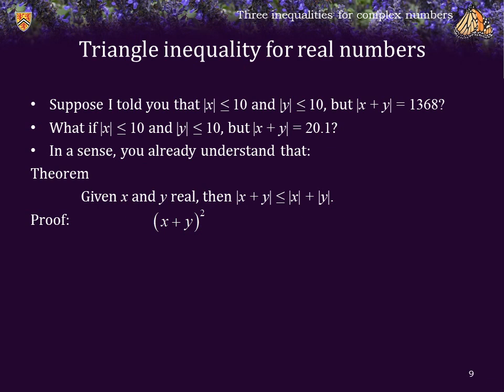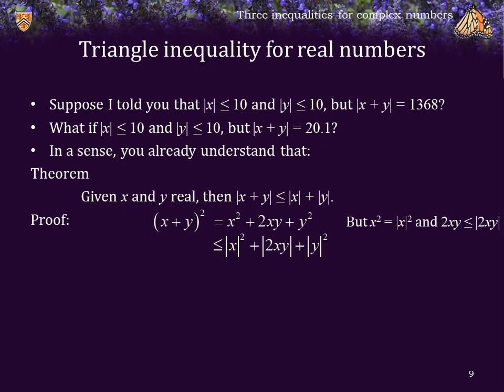Well, let's start with x plus y all squared. Well, okay, that's easy enough. We can square that out, expand it, and we get x squared plus 2xy plus y squared. Now, the x squared is equal to the absolute value of x all squared, and from the previous theorem we saw that 2 times x times y is less than or equal to the absolute value of 2 times x times y. And the same, y squared is equal to the absolute value of y all squared. So let's substitute all of that in.